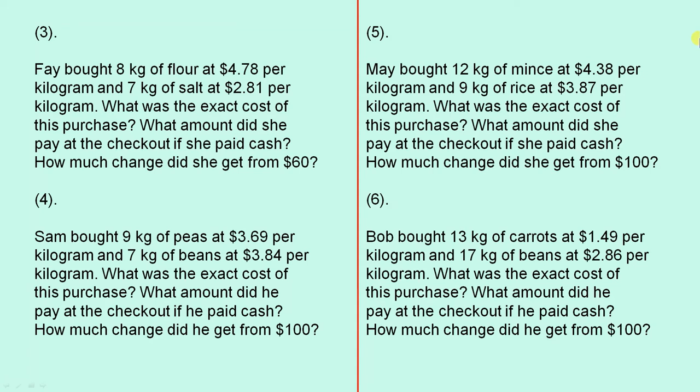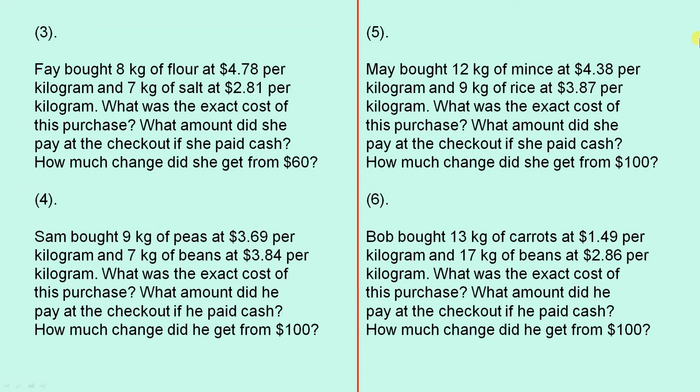Number 3. Faye bought 8 kilograms of flour at $4.78 per kilogram and 7 kilograms of salt at $2.81 per kilogram. What was the exact cost of this purchase? What amount did she pay at the checkout if she paid cash? And how much change did she get from $60?